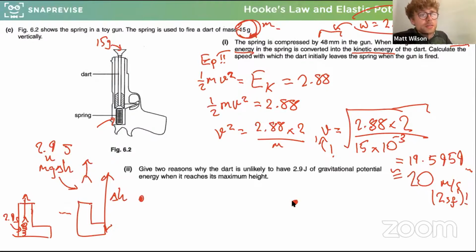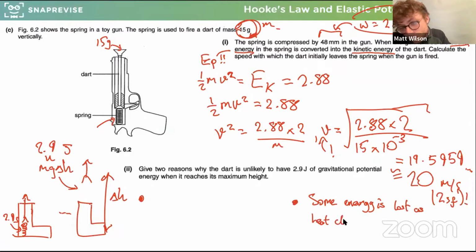Can anyone see where else we're going to lose energy in this gun? Something other than air resistance. Yeah, so for air resistance, the point is some energy is lost as heat due to air resistance. Good. So that's a really nice answer. Well done. What else? There's another answer. It's a very similar answer, but it's not about air.